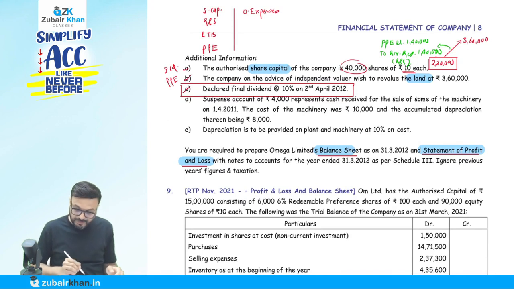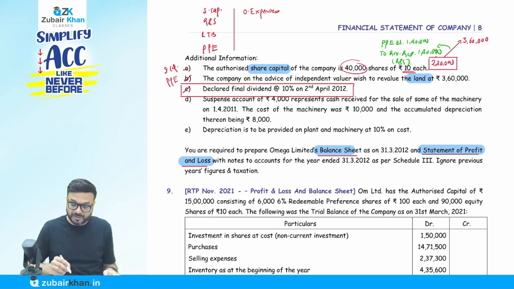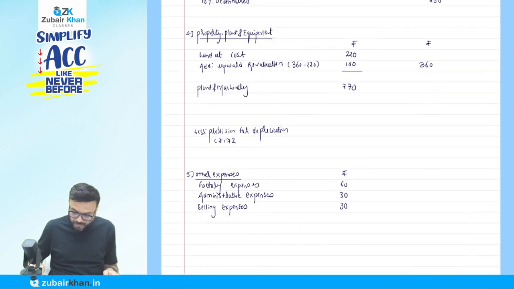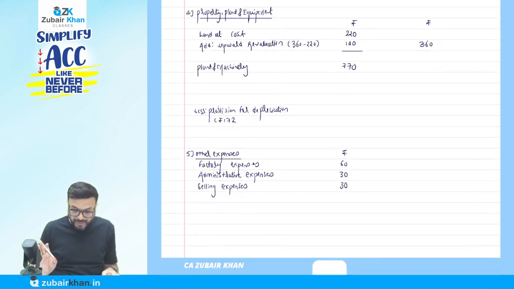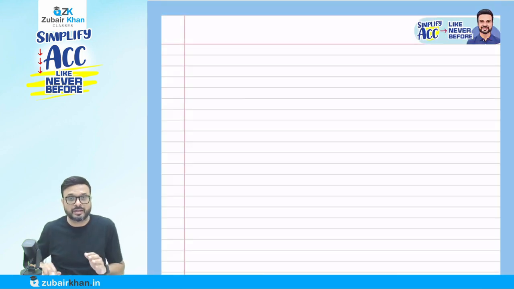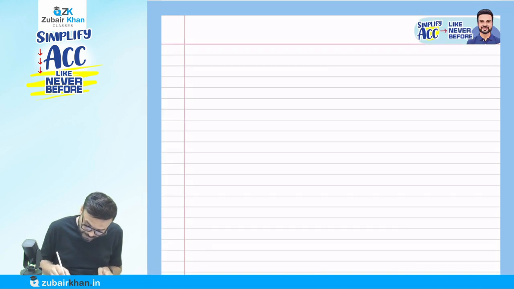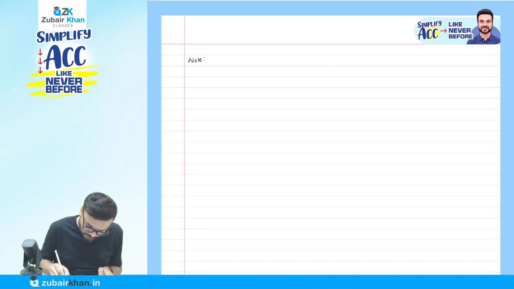Now C. They say that the dividend is declared on the 2nd of April, so it will not be recorded in the 31st of March balances. It will be recorded in the next year's books of account. We just have to mention it in a note. We have prepared note number 5, that is other expenses. After that, keep a space of 2-3 lines after notes to account number 5. Then write down one note: the final dividend.